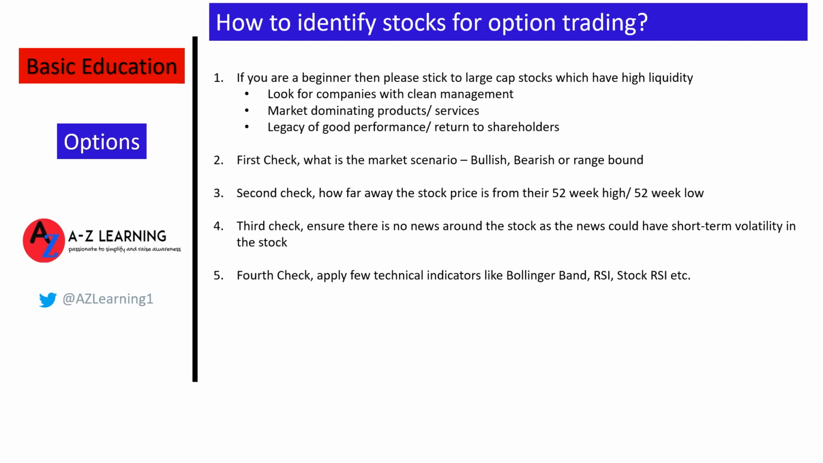Fourth check, then basically you need to apply a few technical indicators to see where the stock price is. I normally use Bollinger Band, RSI, stochastic RSI, but you could have your own indicators. The idea there is to determine whether the current stock price is at its peak, in the middle, or has been corrected or consolidated. These technical indicators help you determine that. So it will give you an idea in terms of the position that you're thinking of taking through option trading, whether the stock is at the right level for you to be taking that position or not.